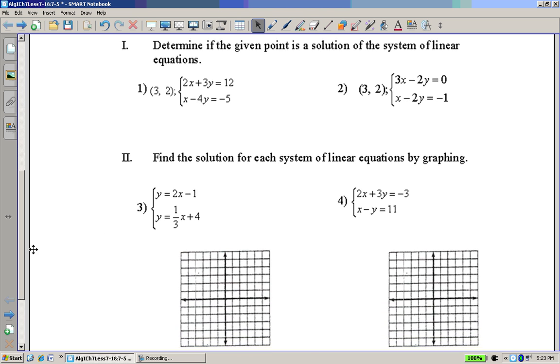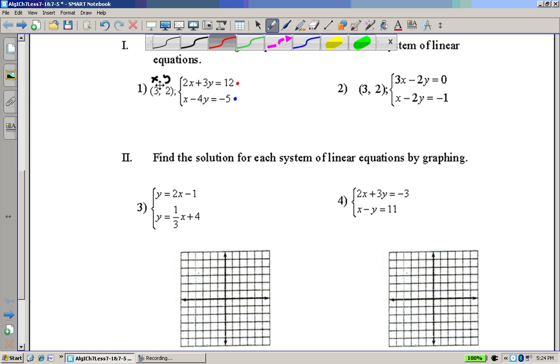Okay, determine if the given point is a solution of the system of linear equations. Well, what I like to do is color code the different lines. It helps us to keep them straight. It can be confusing sometimes. So we have x and y, and all we're going to do is see if it's a solution. Remember that a solution is going to be something that plugs into both of them and makes them true. So I'm going to plug in 3 for x in the red first. I'm going to do the red on the left side here so we can have some clarity.